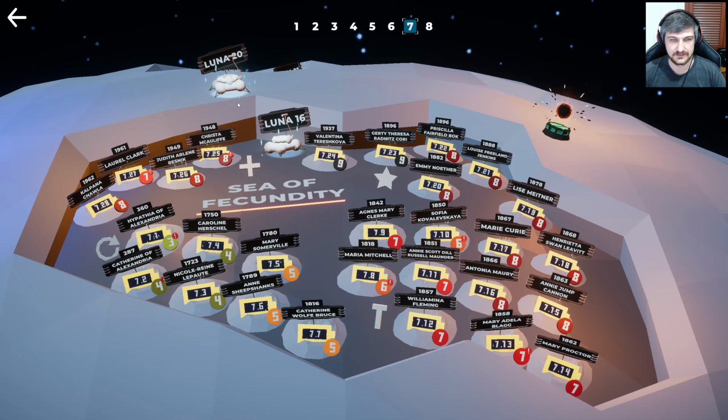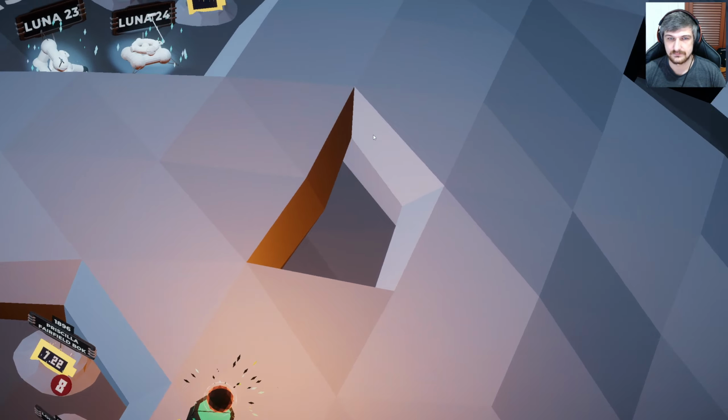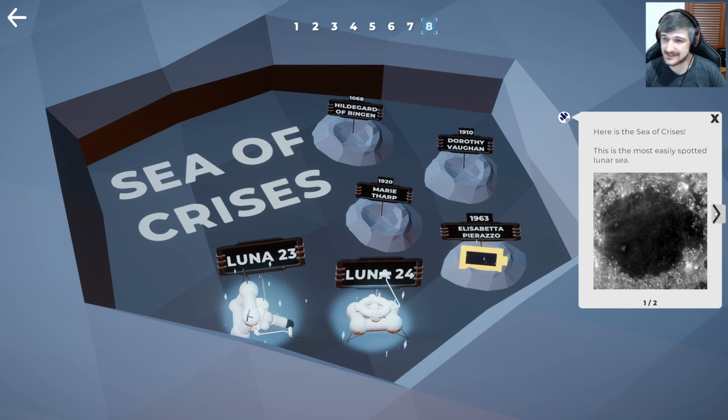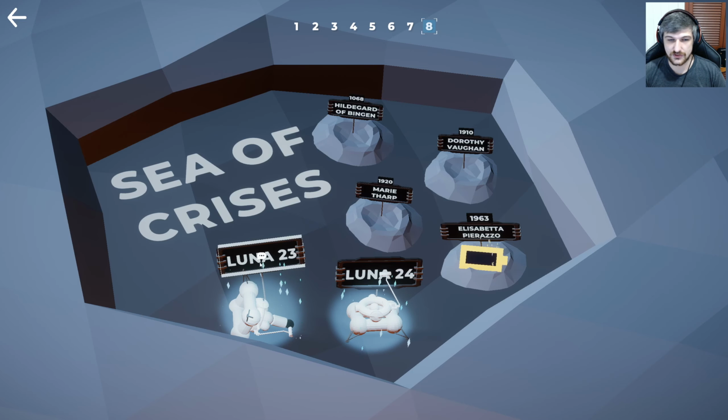Horrible. Really sad. We're just going to read these last few things, and I think that's pretty much it. So, Sea of Crises we already read, but let me just go over it again. Here's the Sea of Crises, the most easily spotted lunar sea. It's also the first sea to appear during a lunation, that's to say, during the first crescent.